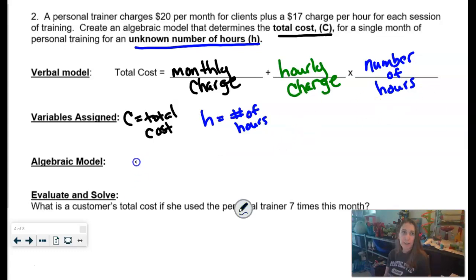So the algebraic model would be total cost, C, equals the monthly charge, which is $20, plus the hourly charge, which is up here, 17, times the number of hours, which will fluctuate between all the customers, so H. So this is the algebraic model. That's what we would program a machine to do.